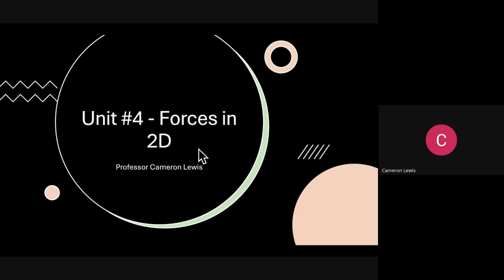So now with unit 4, we're talking about forces in 2 dimensions. That's what we really need, that vector components part that we just covered in unit 3 and applying it to forces.